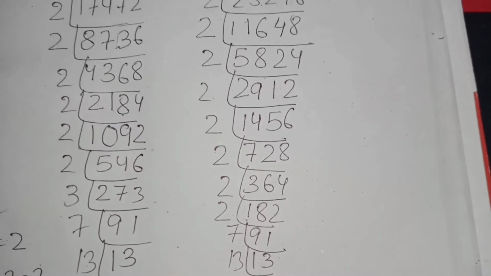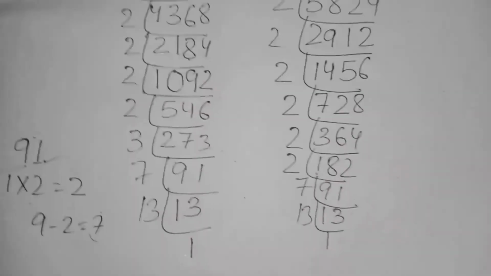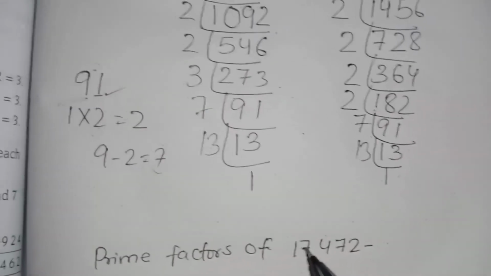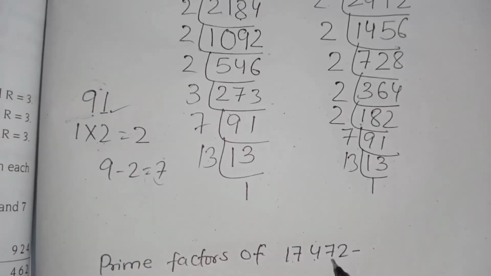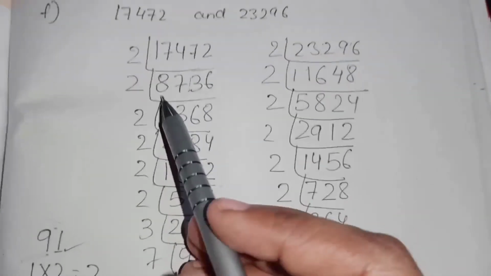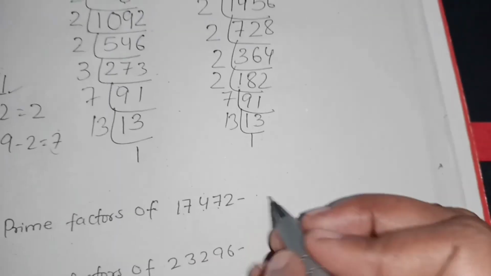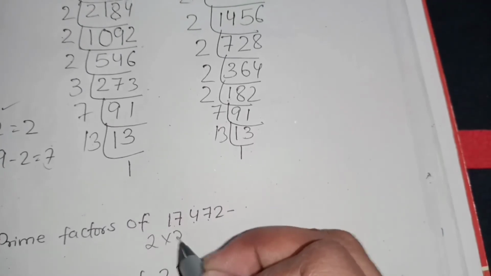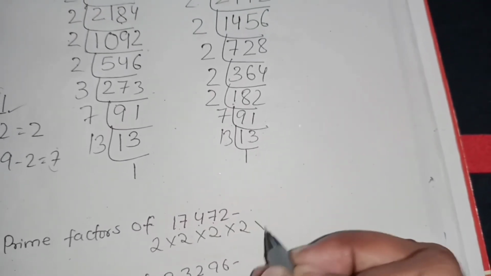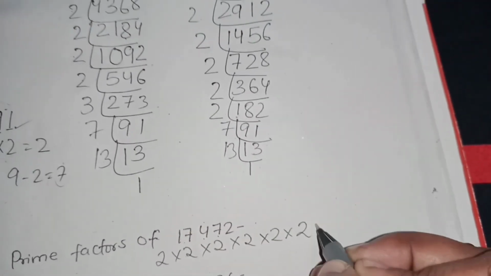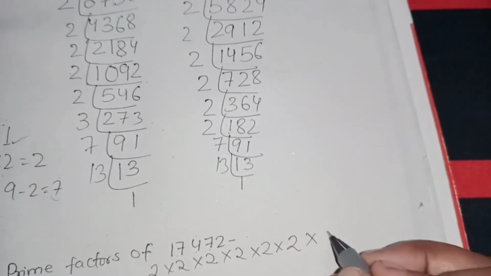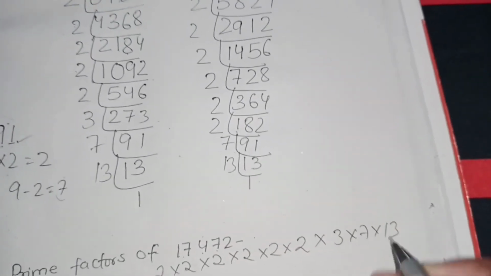13 1 is 13. Now what you have to do is write the prime factors. So prime factors of 17,472: how many 2s are there? 1 2 3 4 5 6. So we'll write here 2 into 2 into 2 into 2 into 2 into 2. At last what is there? 3 into 7 into 13.